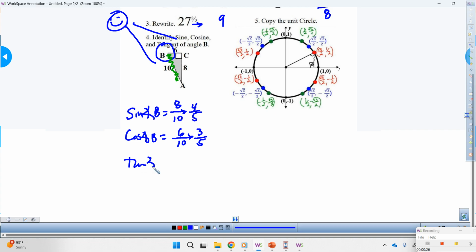Tangent angle B, opposite over adjacent. Opposite over adjacent. What's our fraction? Let's go with Elijah. Eight over 6, which is 4 over 3.